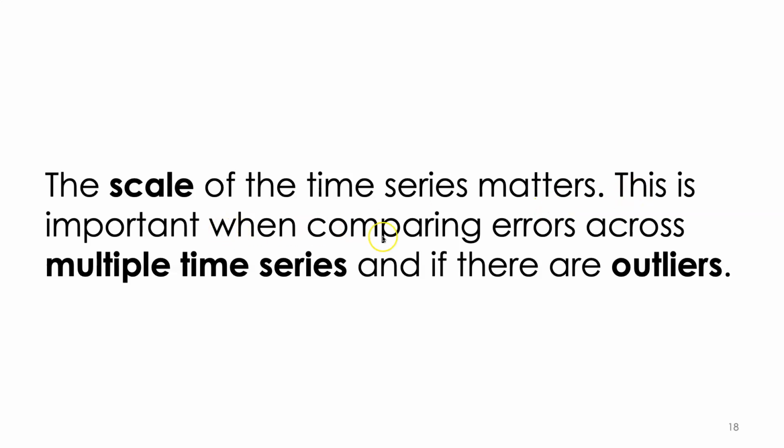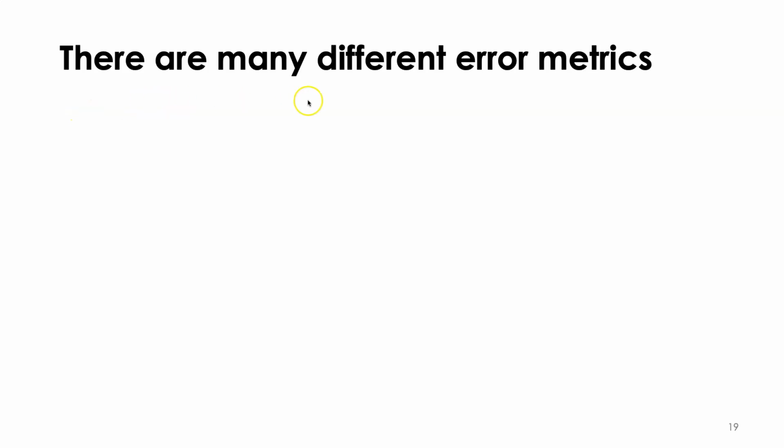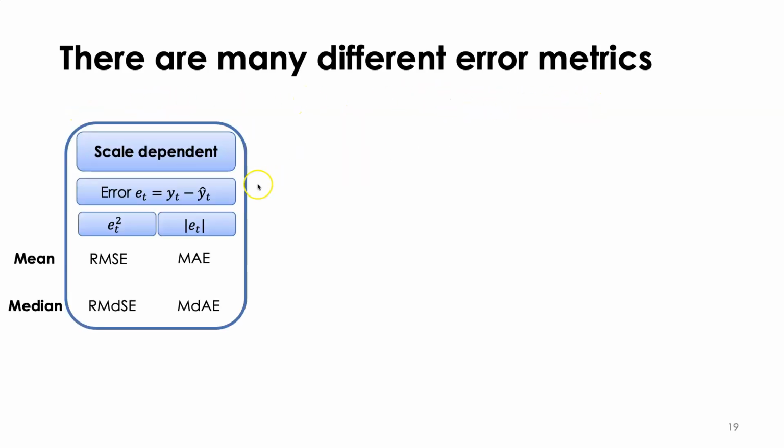This is important when we're comparing errors across multiple time series and if there is a change of scale within our time series, and this may be due to outliers or level shifts. And so we're going to discover that there are many different error metrics. So far we've discussed scale-dependent error metrics, which are based off of the standard base error, which is just the actual subtracted by the forecast, and from that we made it positive by either squaring or taking the absolute value, and then we can apply some aggregating factor like the mean or median on these errors.